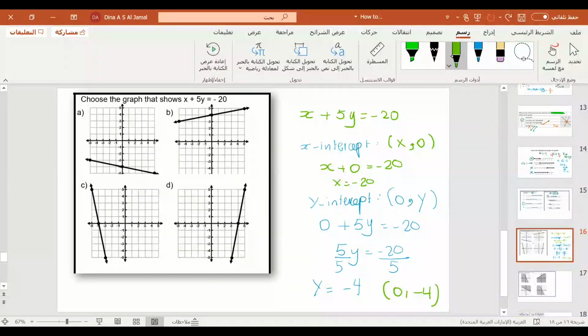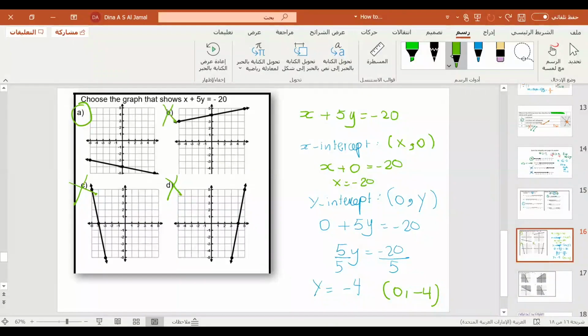So let's look at this. In D, he showed you that the x-intercept is 4, which is wrong. In C, he showed you that the x-intercept is -4, but he means by it the y-intercept, so let's cancel C. Now, we are confused between A and B. He showed you y-intercept of 4, y-intercept of -4, and we were getting that it is -4.